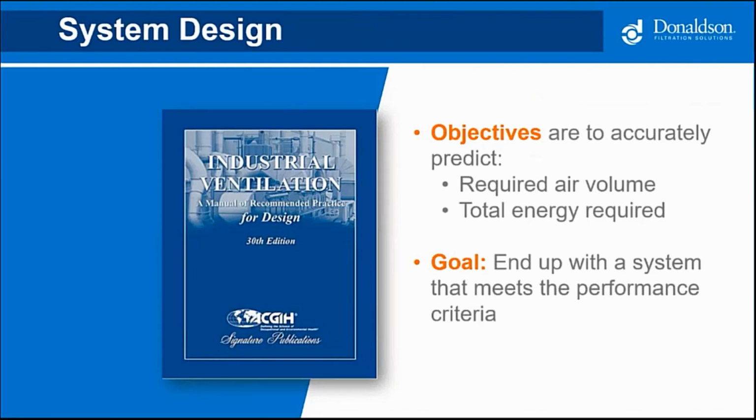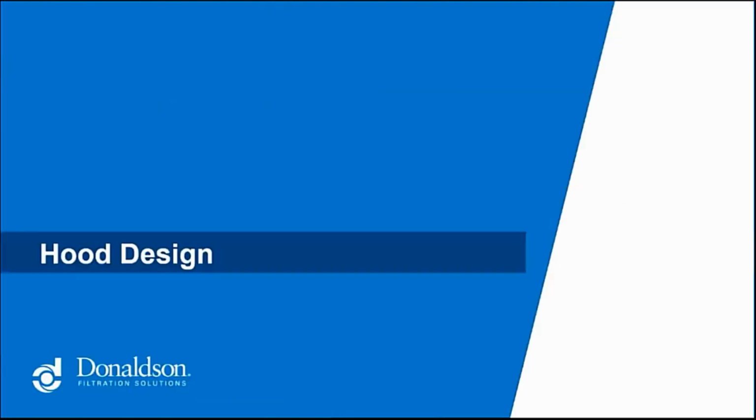The objectives, though, are to accurately predict the air volume and the energy required, and you see a picture there of the Industrial Ventilation Guide. This is a book from the American Conference of Governmental Industrial Hygienists. This is the Bible of our industry. This is where the information comes from. We, of course, have it in our own written form, but this is the Bible that everyone typically will fall back to in their design. The goal here is to end up with a system that meets the performance criteria of your customer.